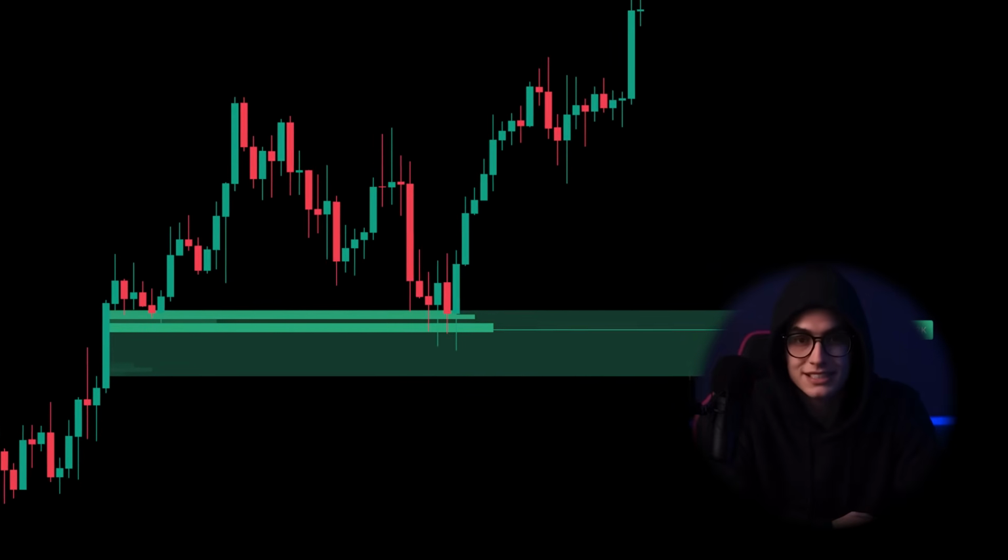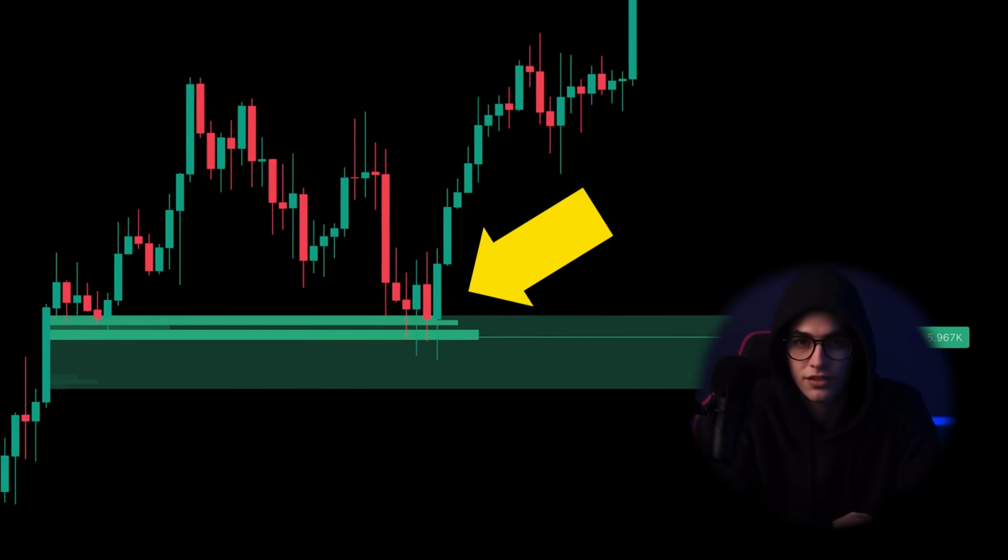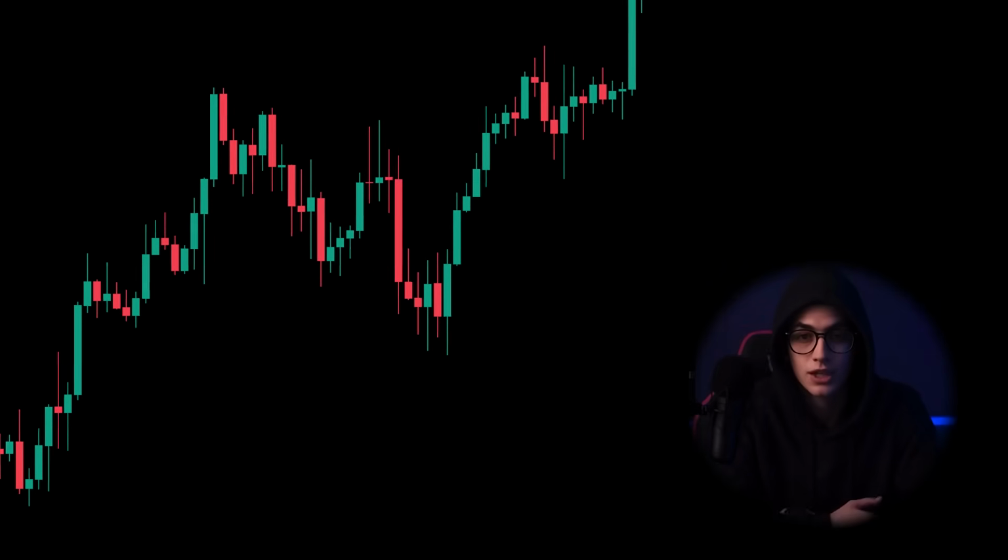The indicator even cleans itself. Once the gap is fully filled, it disappears, keeping your chart clean and relevant. This is data-driven support and resistance. Dynamic, logical, and accurate. Now let's talk about structure, because horizontal levels aren't the full story.